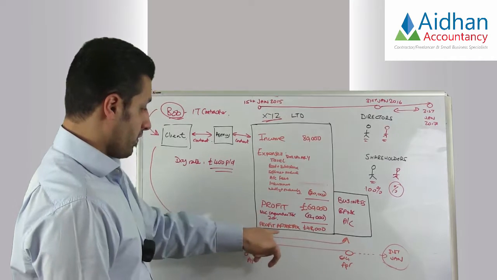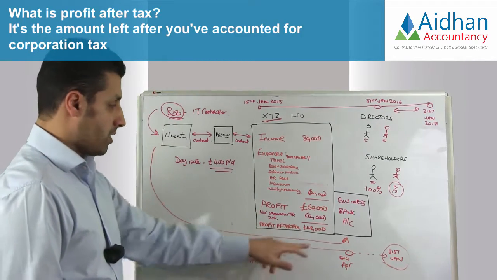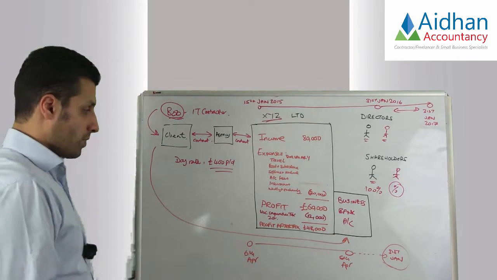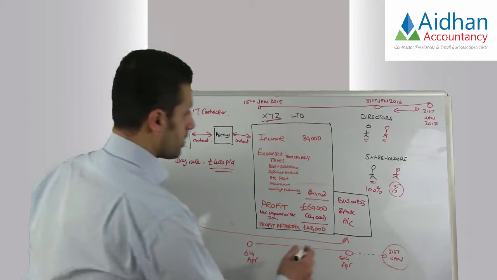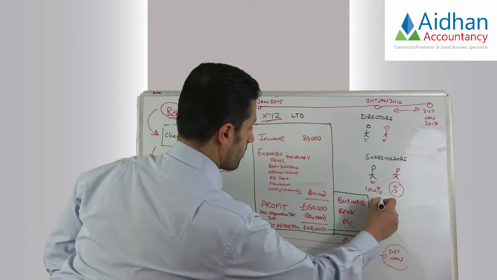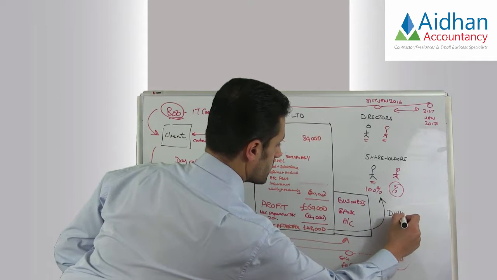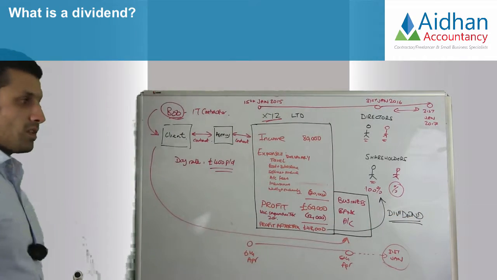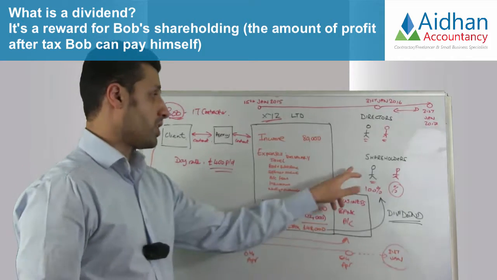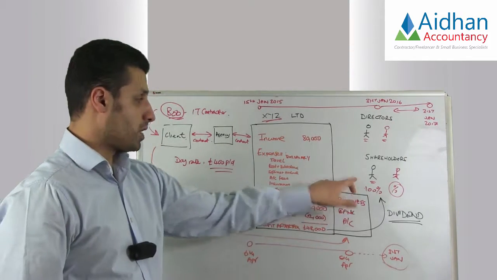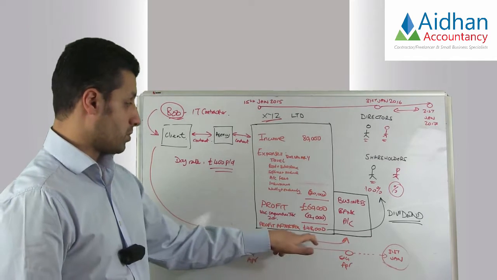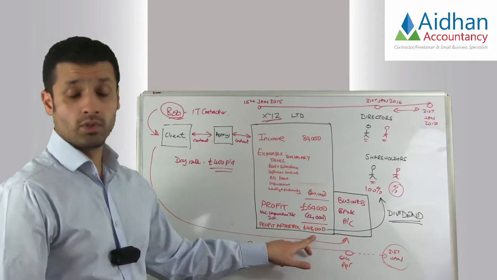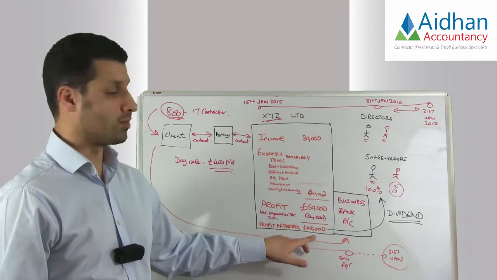Now that brings me on to profit after tax. So profit after tax is the amount left after you've accounted for the UK corporation tax. Now profit after tax is the amount Bob can pay himself as a dividend. Okay. And a dividend is essentially a reward for his shareholding. If he owns 100% of the shares, he's entitled to the full £48,000. If he owns 50% of the shares, he's entitled to 50% of the £48,000.